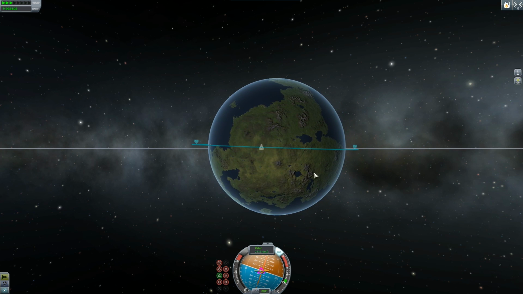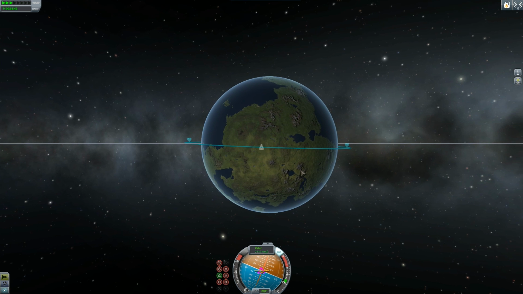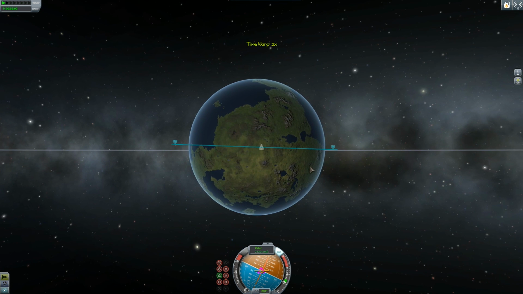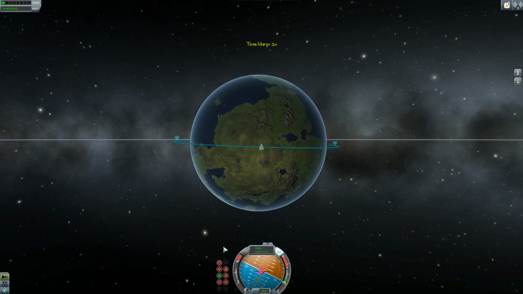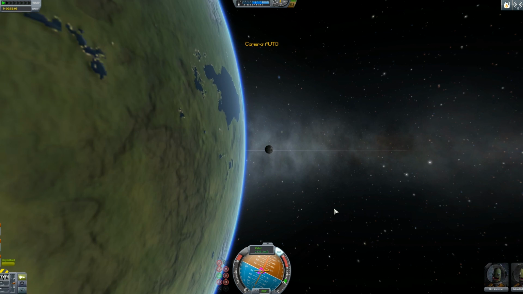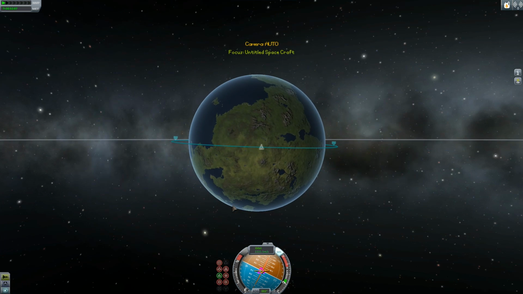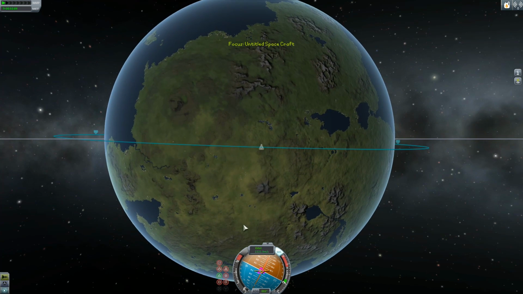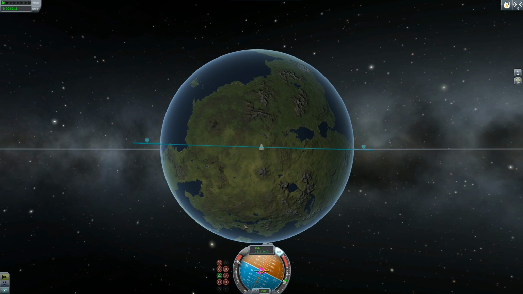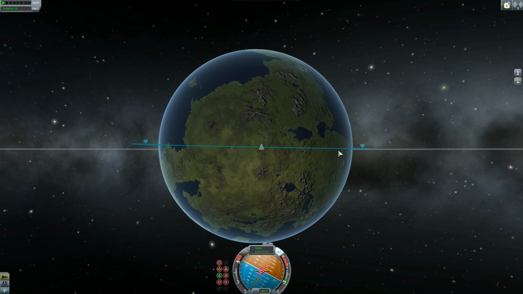Okay? So what we need to do is wait for that. Now I'm estimating where this is, by the way, so it's not perfect. It's about here. And we need to burn normal. Yep, that's good. And we should see our orbit start to flatten out. There we go. You can see it coming down.